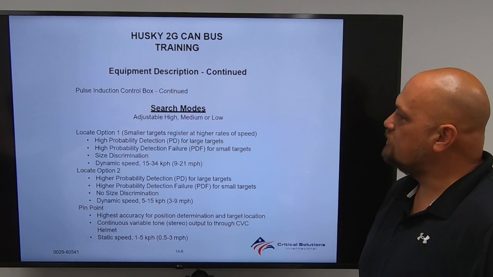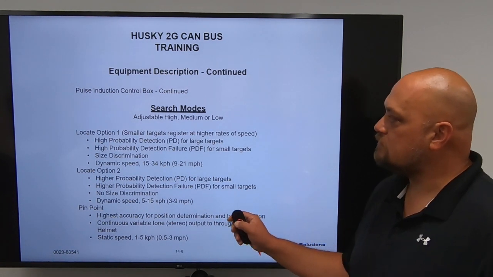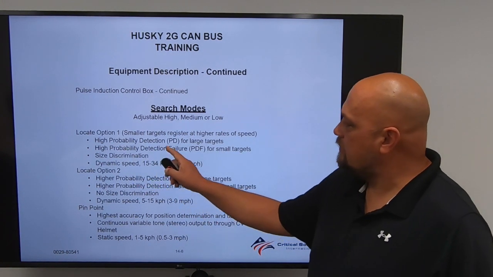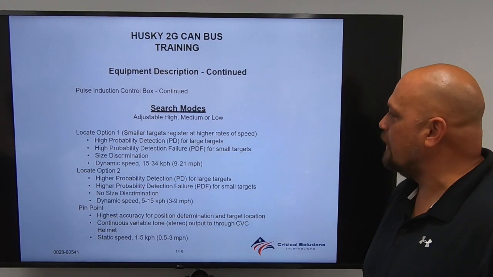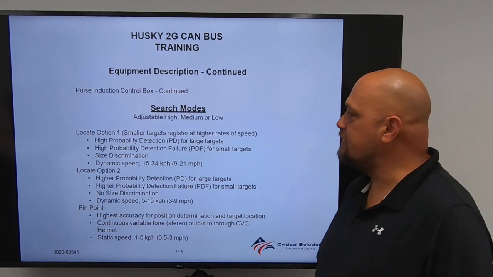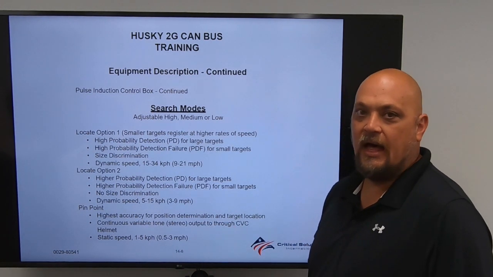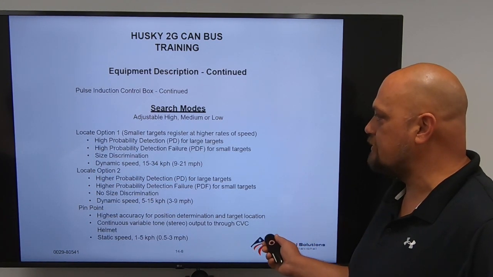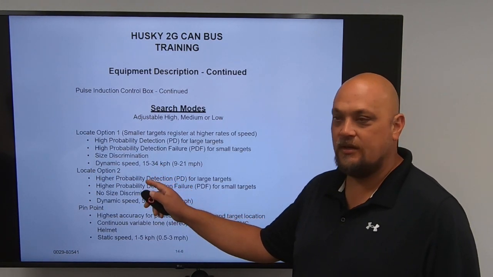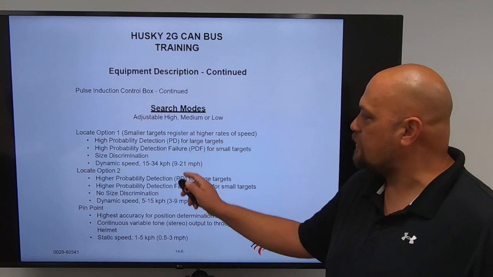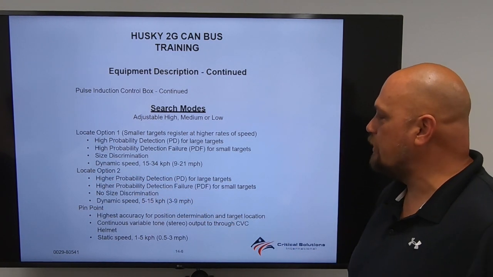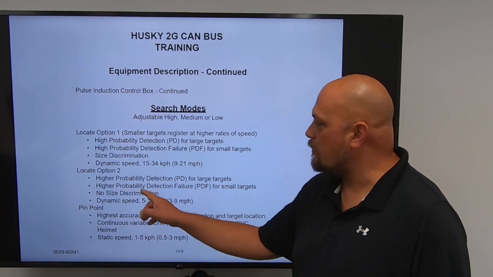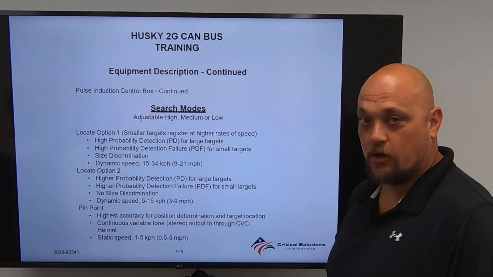Search modes, adjustable high, medium, or low. Locate 1 is for smaller targets, register at higher rates of speed. High probability detection, PD, for large targets. High probability detection failure, PDF, for small targets. You also have size discrimination, and it's a dynamic speed of 15 to 34 kilometers an hour or 9 to 21 miles per hour. Locate option 2 is higher probability detection, PD, for large targets.